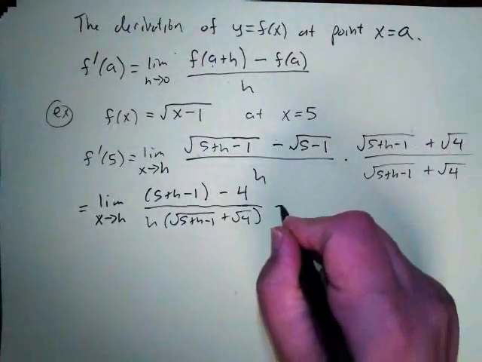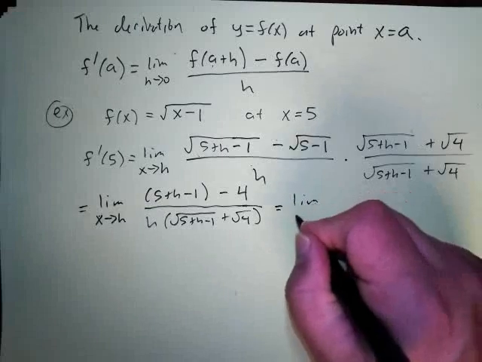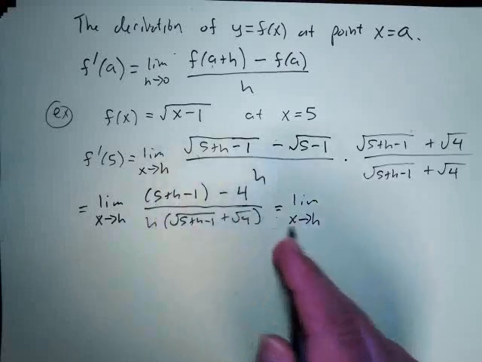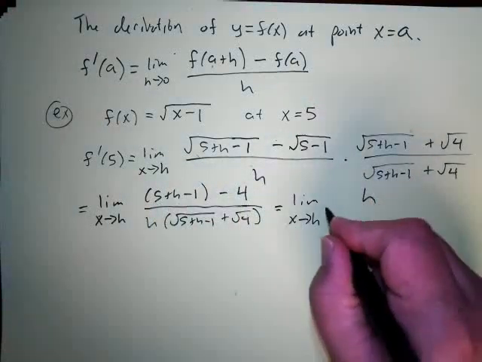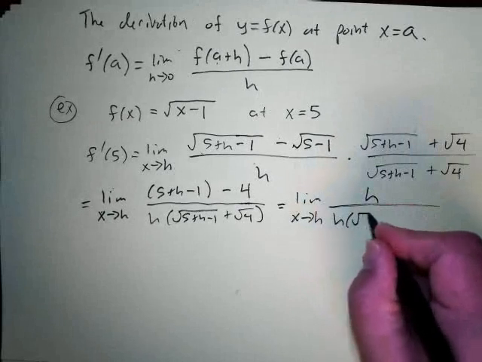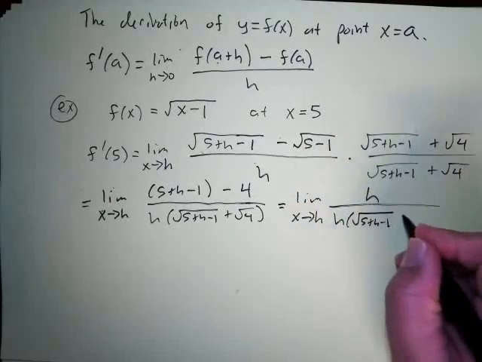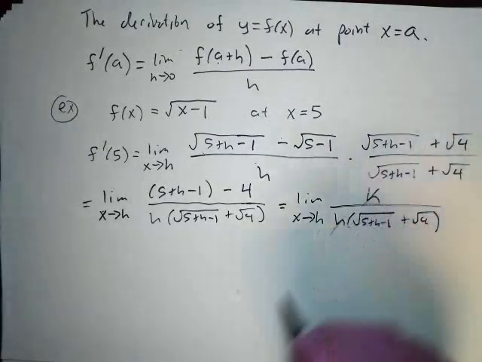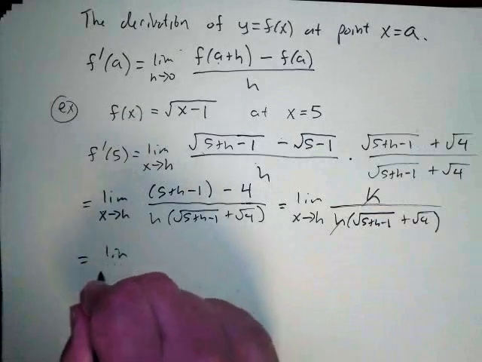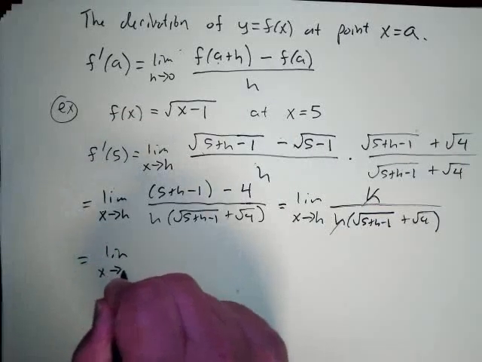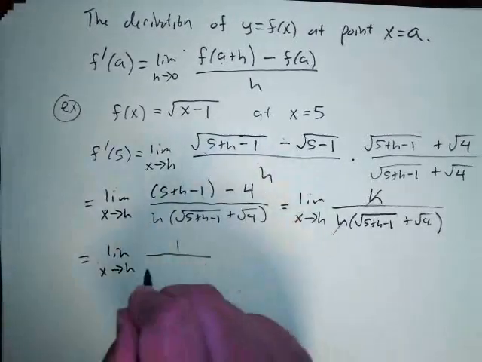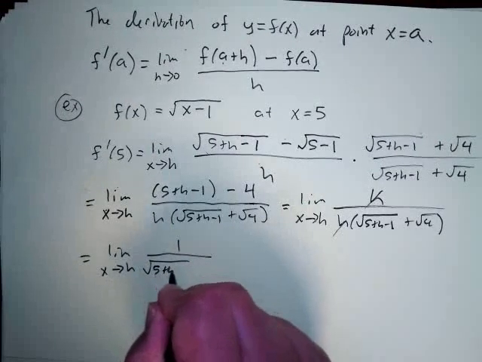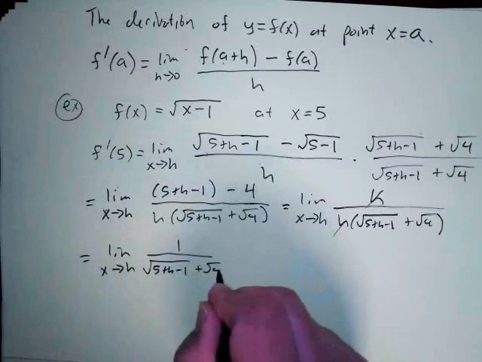Okay. And then this would be the limit as h goes to 0. Now these become 4, and then it cancels out there, so I have just an h on top, and then an h times all that on bottom. And now I can cancel out that h, and I get the limit as h goes to 0 of 1 over the square root of 5 plus h minus 1 plus the square root of 4.